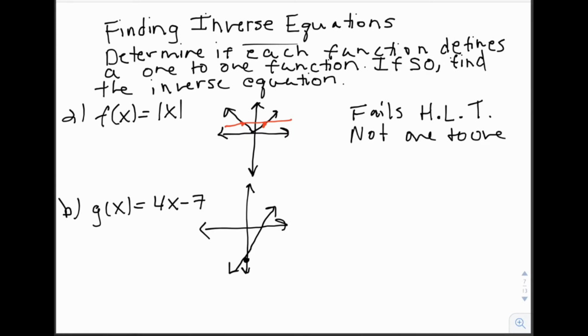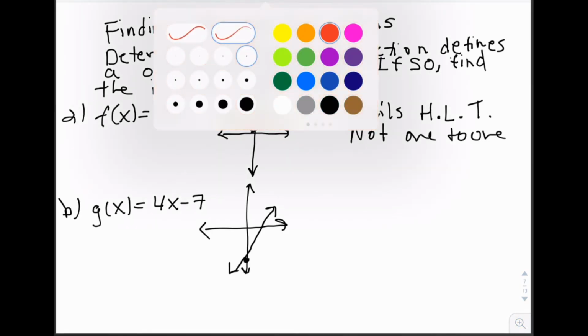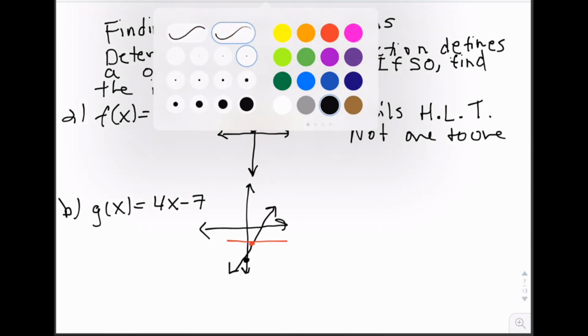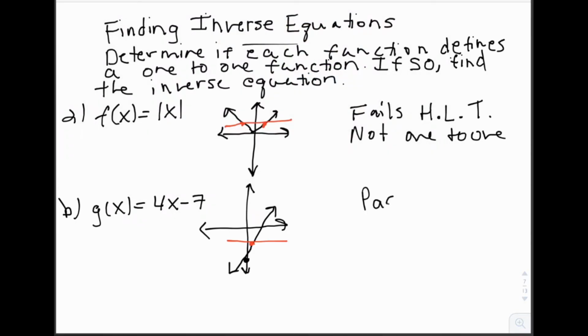Now, how about our second one, our line of 4x minus 7? If we draw a horizontal line on this one, notice how it doesn't matter where I draw it, it's only going to intersect at one point. So this one actually passes our horizontal line test, which means that we need to try to figure out what the inverse is. So let's write what we know so far. It passes horizontal line test. So indeed it is going to be 1-to-1.